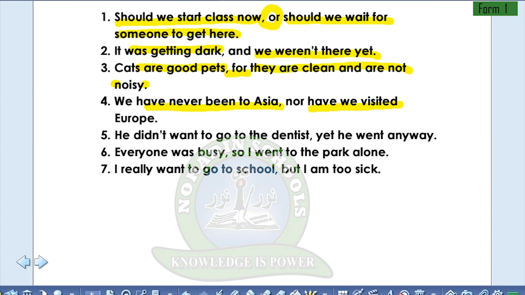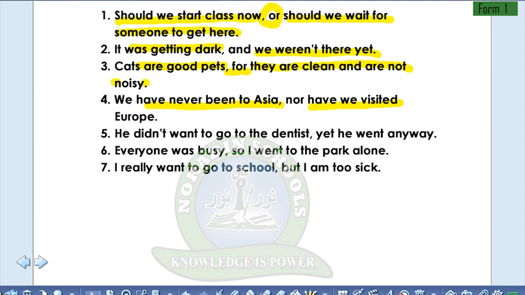Fifth, he didn't want to go to the dentist, yet he went anyway. In the first sentence, we have, he didn't want to go to the dentist. This is one simple sentence. The second simple sentence is, he went anyway. Now, to join these two simple sentences, we use the word yet, which usually means surprising. He didn't want to go to the dentist, yet, surprisingly, he went anyway. So now, the word yet joins these two simple sentences to form one compound sentence.